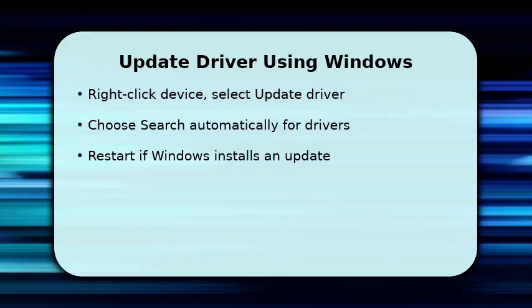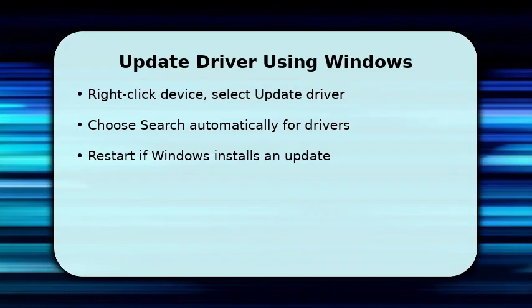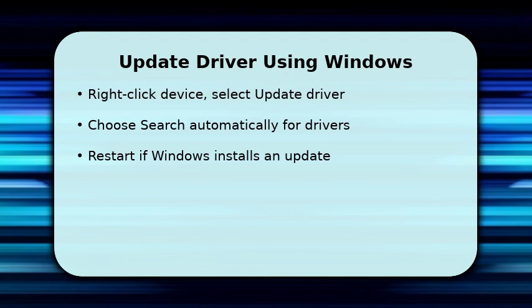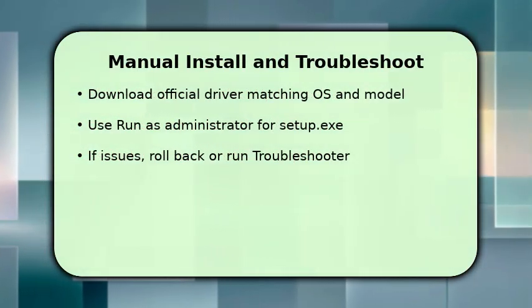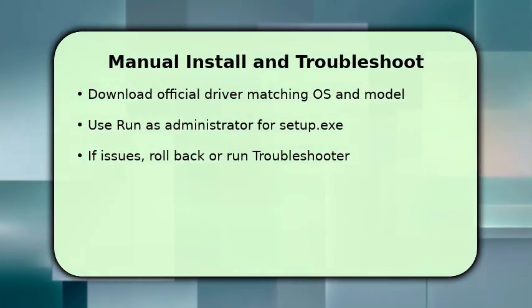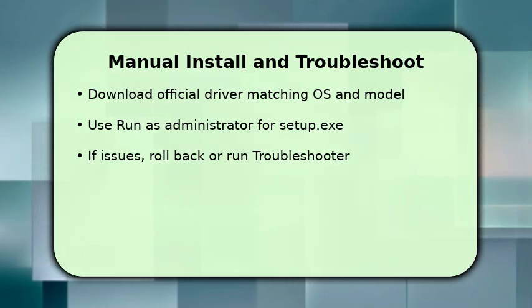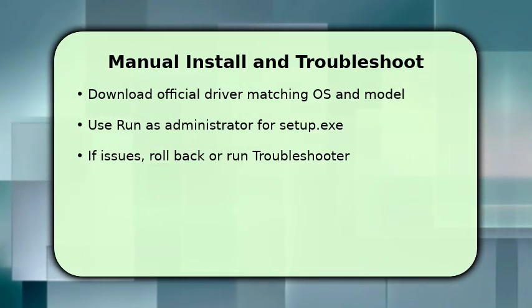If no driver is found, make a note of the device name and version shown, and proceed to download the vendor driver manually from the manufacturer's support site. If automatic update fails, download the official driver that matches your device model and Windows version from the manufacturer's support page. Save the file in Downloads.